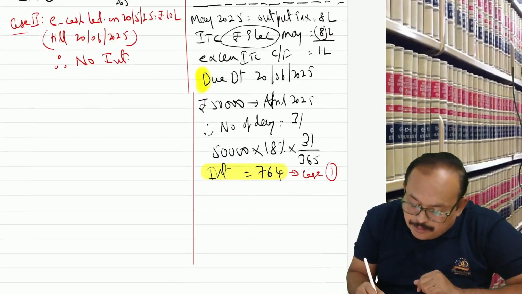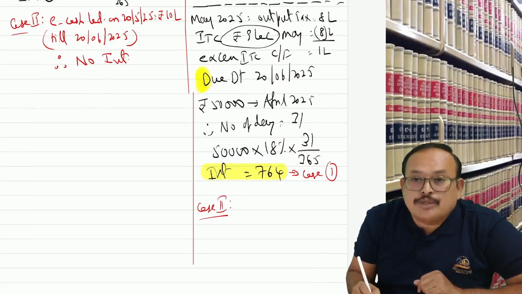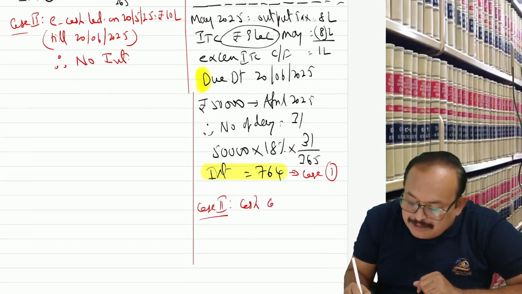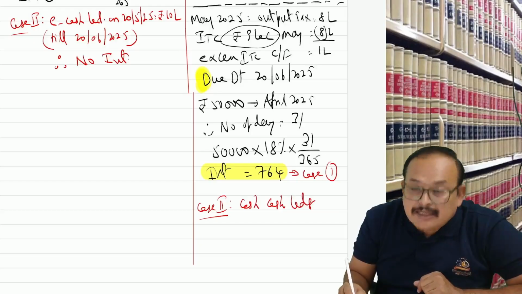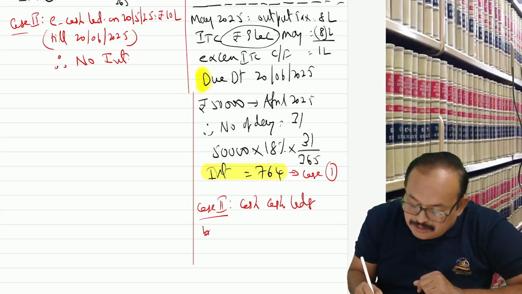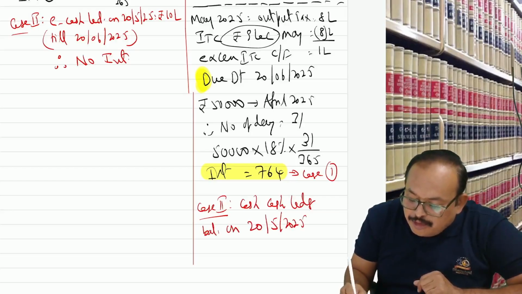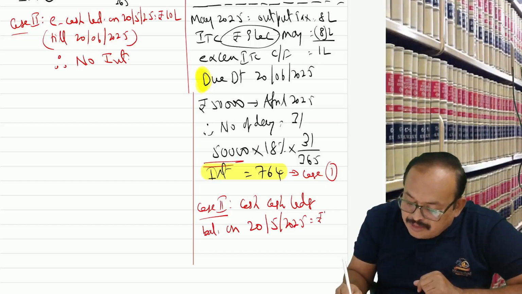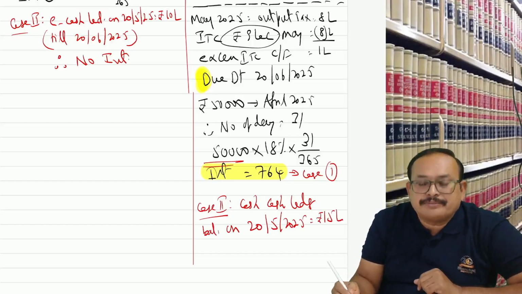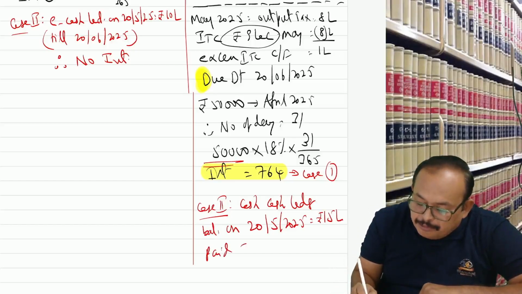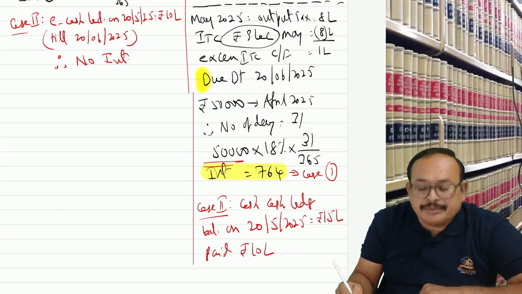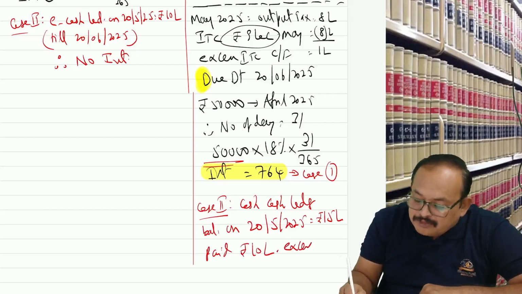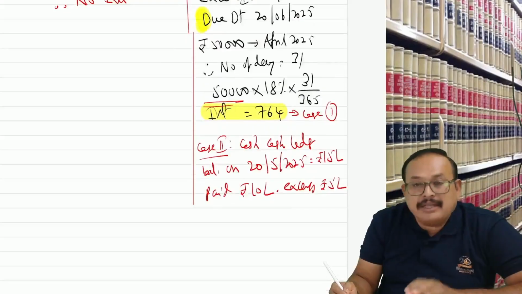Suppose case 2: electronic cash ledger balance on 20th May 2025 to pay is 15 lakhs, paid rupees 10 lakhs, excess rupees 5 lakhs. Is it clear?